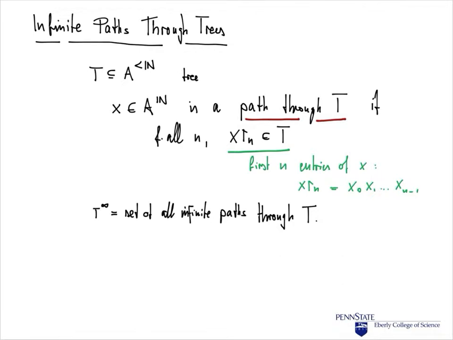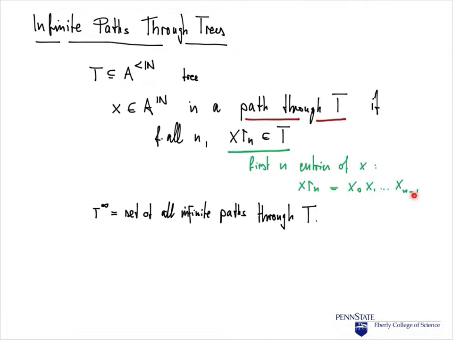So what is an infinite path through a tree? Well, let's assume we have a tree T given over some alphabet as usual. An infinite sequence over that same alphabet is called a path through T if all of the initial segments of that infinite sequence are in T. An initial segment of an infinite sequence x, call it x up to n, of length n, is just the first n entries of x: x0, x1, up to x_{n-1}.